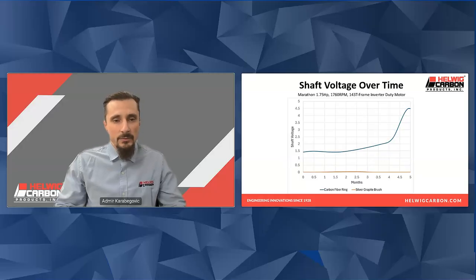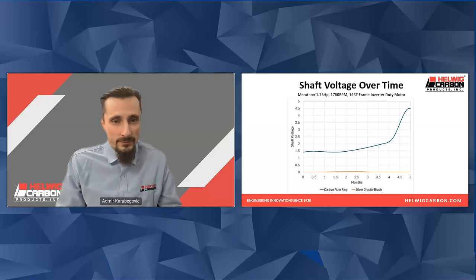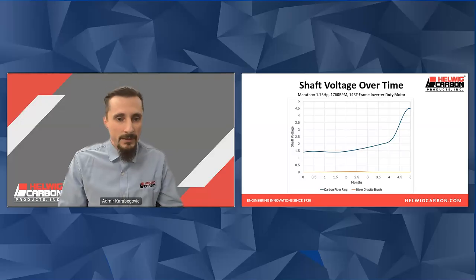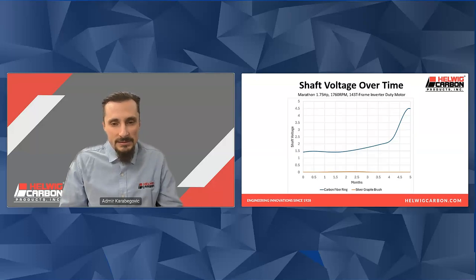This is another test that we conducted comparing a carbon fiber solution with our silver graphite brush. This was done on a Marathon 1.75 horsepower, 1716 RPM, 143T frame inverter duty motor. We conducted this test over a period of about 5 months. As you can see, the silver graphite performance is flat, under 1 volt on the shaft voltage. The carbon fiber ring starts at about 1.5 volts, which is in the safe zone.